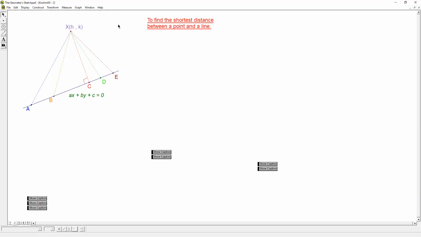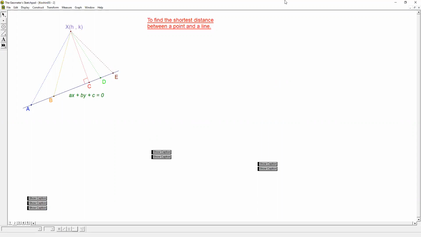Now, in solution of triangles and coordinate geometry, normally the trickiest one is they ask you to find the shortest distance between a point and a line. Now, what do you understand by the shortest distance between a point and a line? So let us look at the diagram that I have drawn for you here.